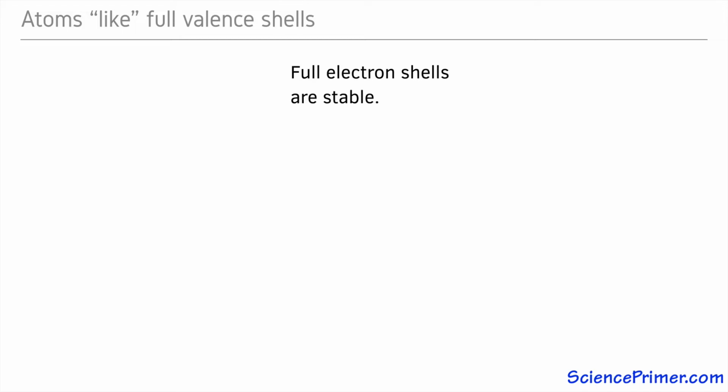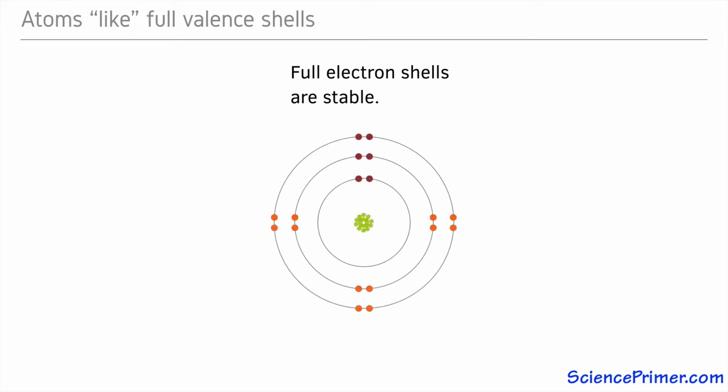So to achieve more stable electron arrangements, atoms tend to lose or gain electrons from their valence shell in order to end up with a full outer shell. The noble gases in the rightmost column of the periodic table all have full valence shells. Argon at the end of the third row has 8 electrons in its outer shell. This is a very stable arrangement and is why noble gases are chemically inert.